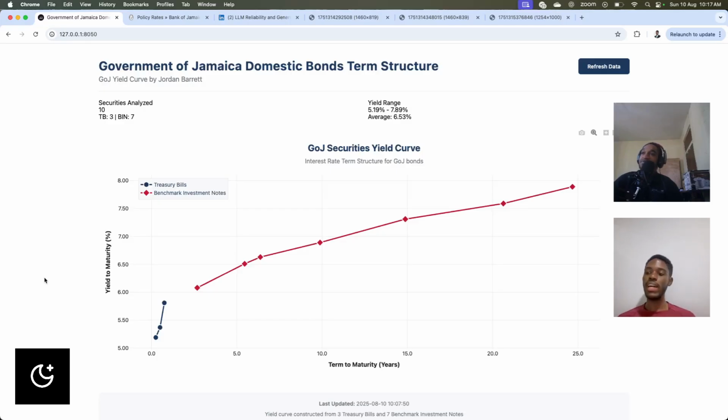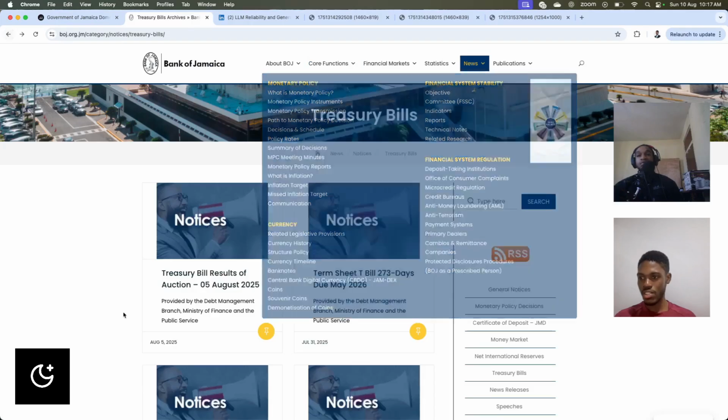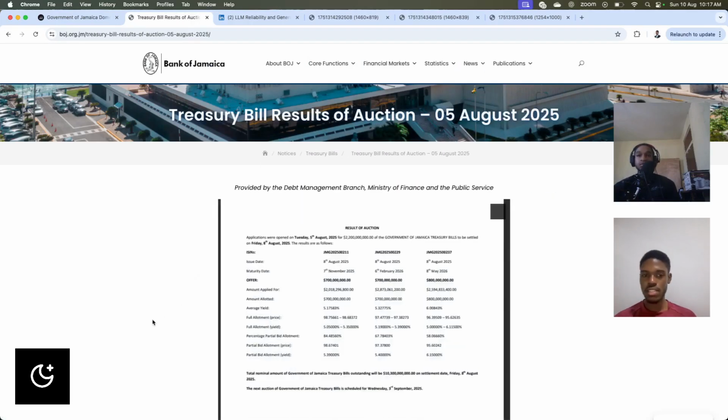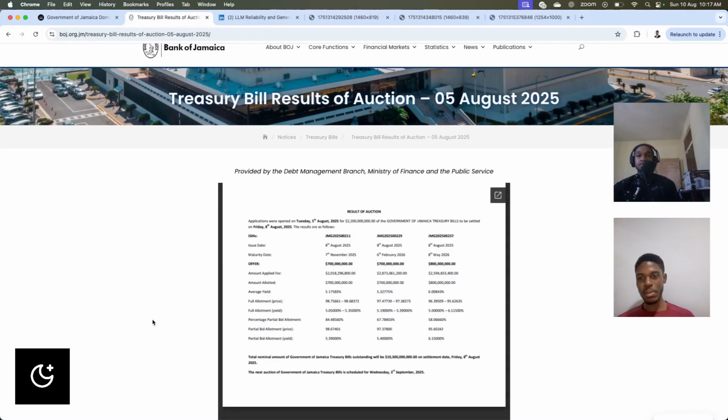So why this is something I would even want to do, generate this curve, is because bond prices are not easily observable here. You can go on the JSC and look at the composite index and see how prices have been performing over the past two or three years. You can't do that with bonds. You have to go on the BOJ website and open up the PDFs to see the Treasury bill results from the Treasury auctions. Obviously, this is not a good use of anybody's time.